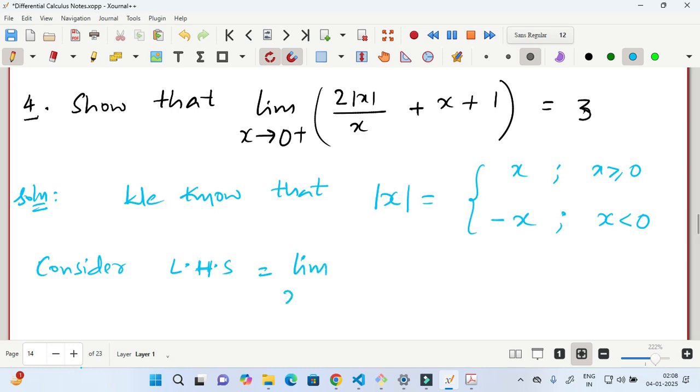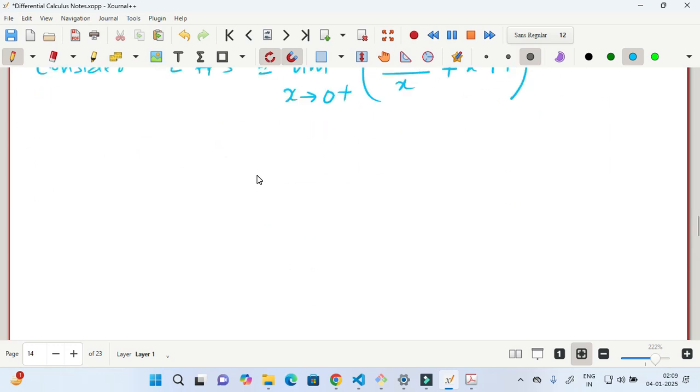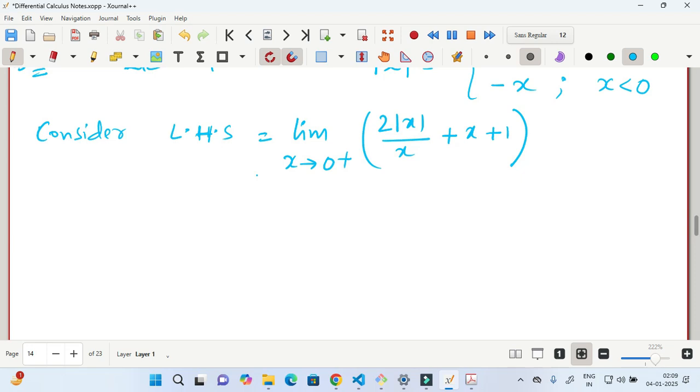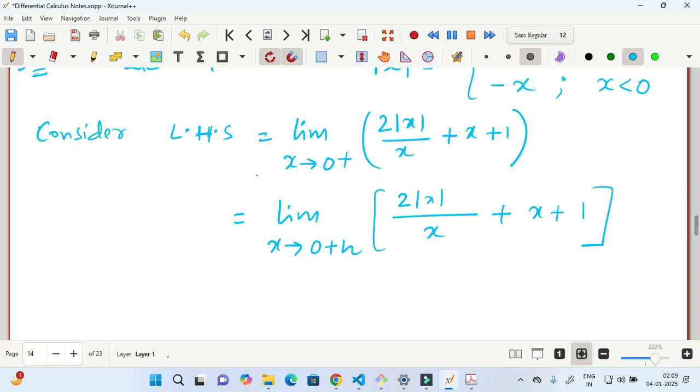Limit x tends to 0 plus of 2 modulus of x by x plus 1. So here, what is x tends to 0 plus? x tends to 0 plus h, 2 modulus of x by x plus 1. So 0 plus h.